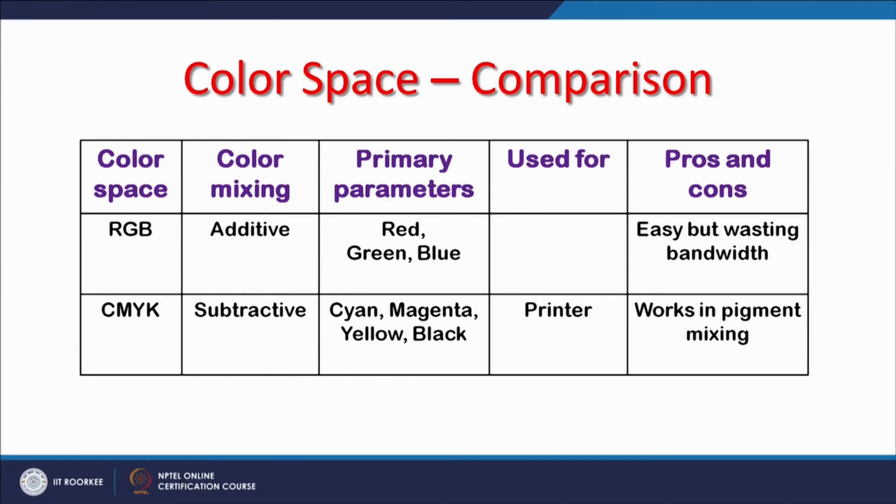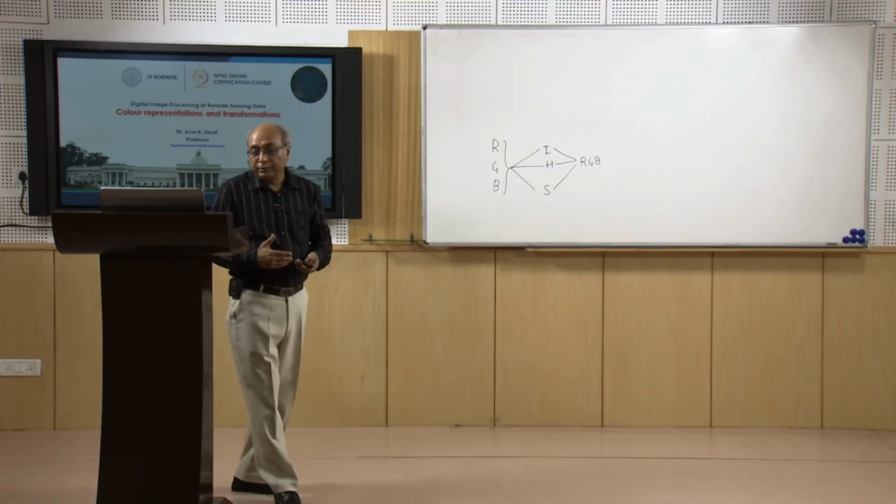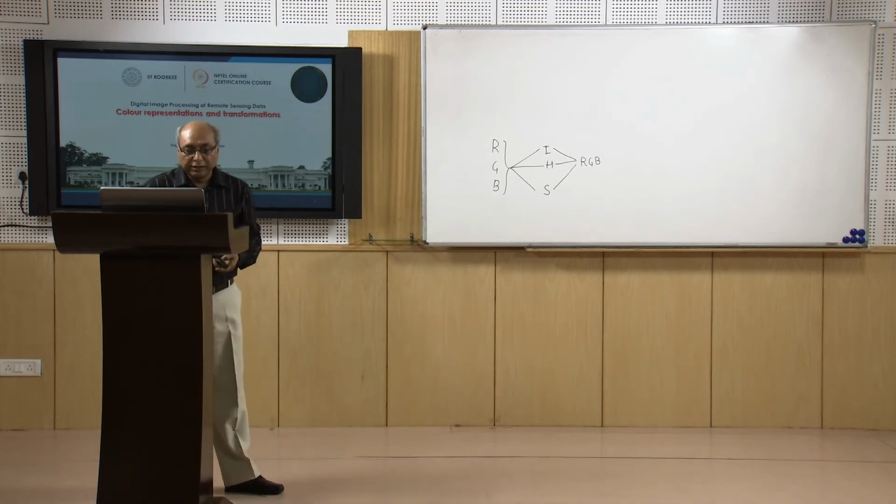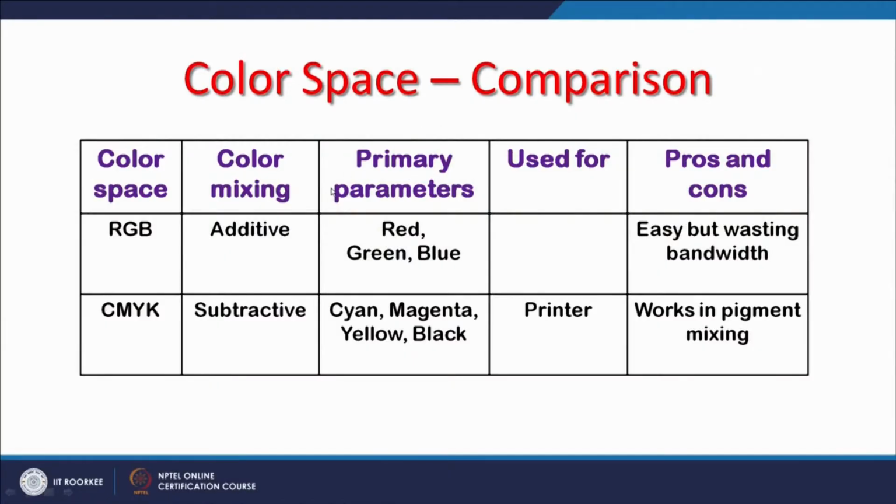Now if we compare between these 2 major schemes, primary, secondary, or additive and subtractive color schemes: RGB is an additive color scheme, primary parameters are red, green, blue, and used for, of course, display, and easy but not wasting bandwidth here. Whereas CMYK is a subtractive color scheme. The parameters are cyan, magenta, yellow, black, mainly used for printing. Here it is used for working with pigment, mixing and printing as well.